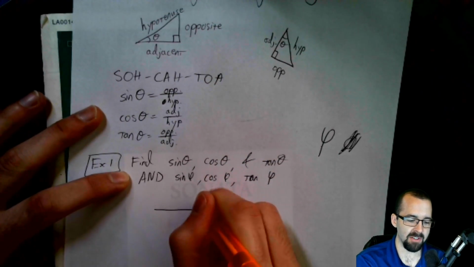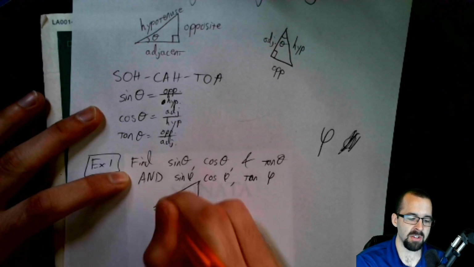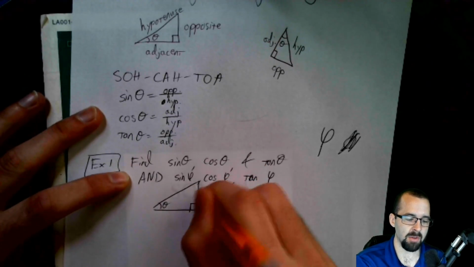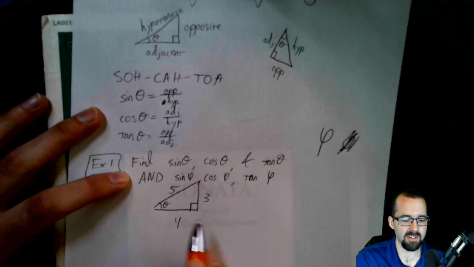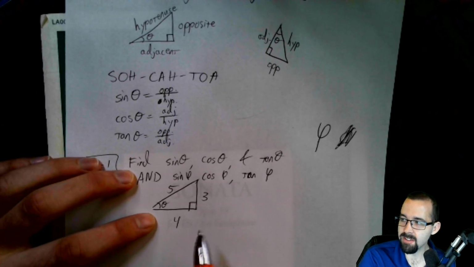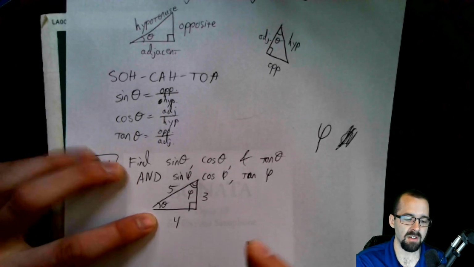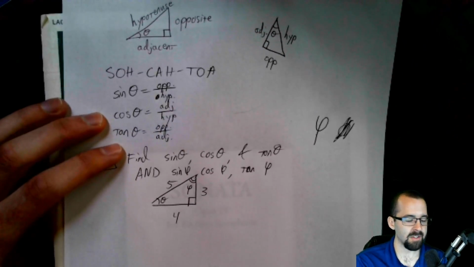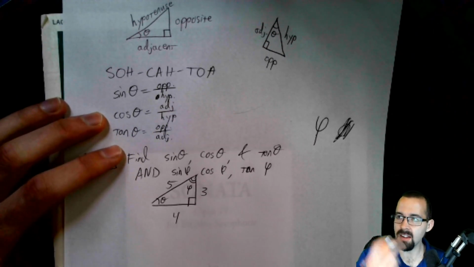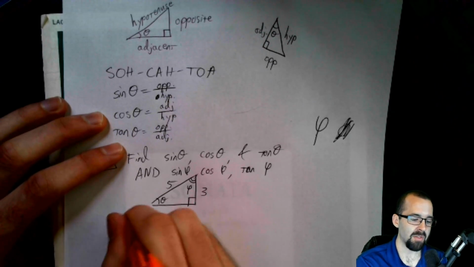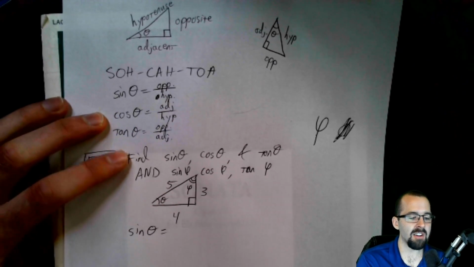I should probably give you the triangle. So it's going to be a triangle where here's our theta, and it's going to be a 3, 4, 5 triangle. These are a very special type of triangles. And phi is going to be this one over here. So all you do is really just writing down a lot of stuff, not a lot of computation. But let's start. First things first, sine of theta.